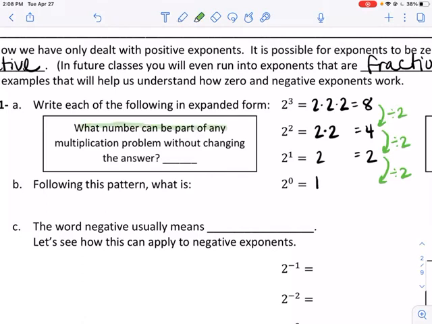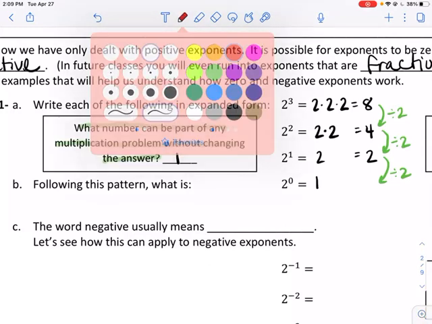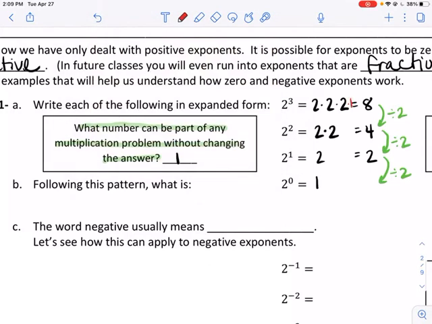So another way that you can think of this is over here. What number can be part of any multiplication problem without changing the answer? So you can multiply by 1 and it will always get you the same answer. So let's write a little 1 on each of these and see what happens. We get rid of a 2 each time, and then by the time we have no 2's, only the 1 is left over. So anything to the power of 0 will equal 1.